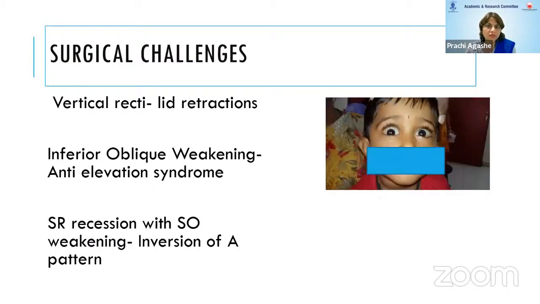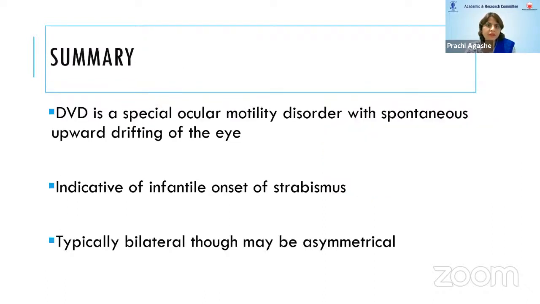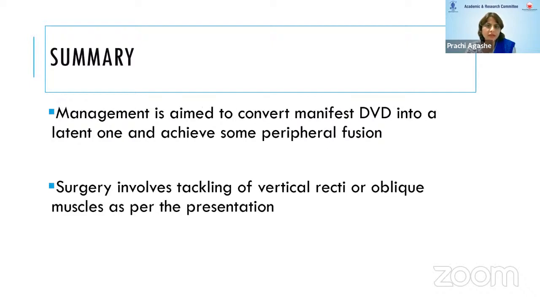The complications of these surgeries could be lid retractions, anti-elevation syndrome, or inversion of the A pattern in the given procedures. So they need good surgical techniques to avoid these complications. To summarize, DVD is a special ocular motility disorder with spontaneous upward drifting of the eye, indicative of infantile onset of strabismus. It is typically bilateral, though may be asymmetrical. Management is aimed to convert a manifest deviation into a latent one and achieve some peripheral fusion. And surgery involves tackling of the vertical recti or the oblique muscles as per the presentation.